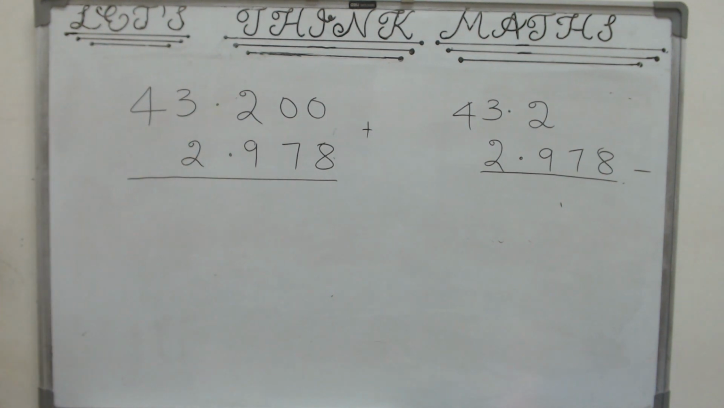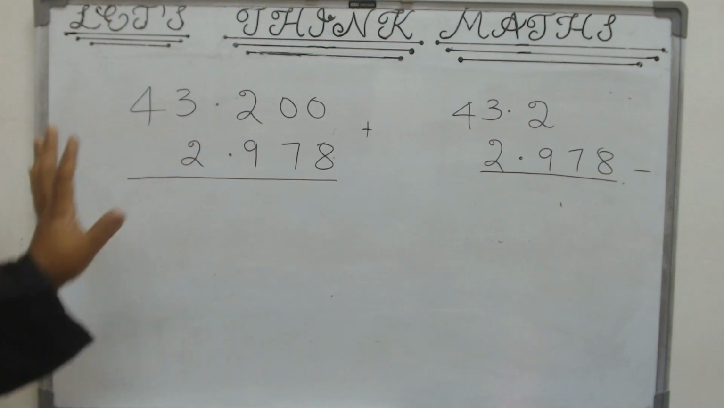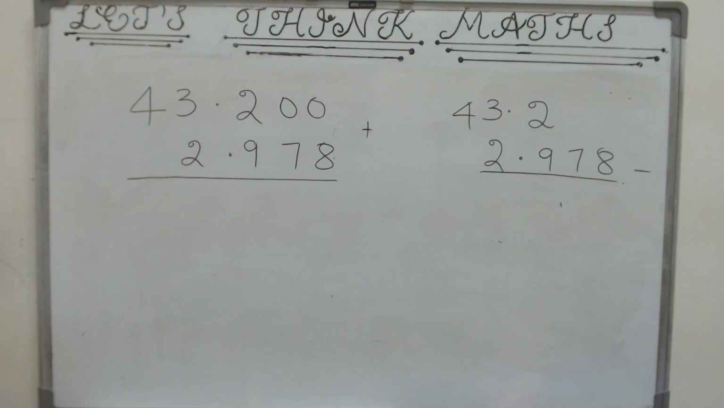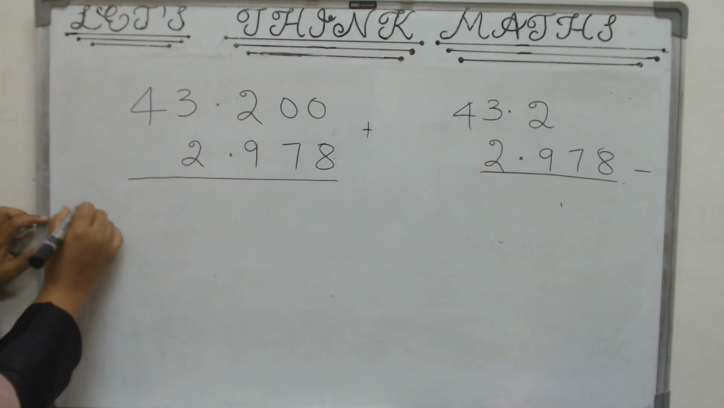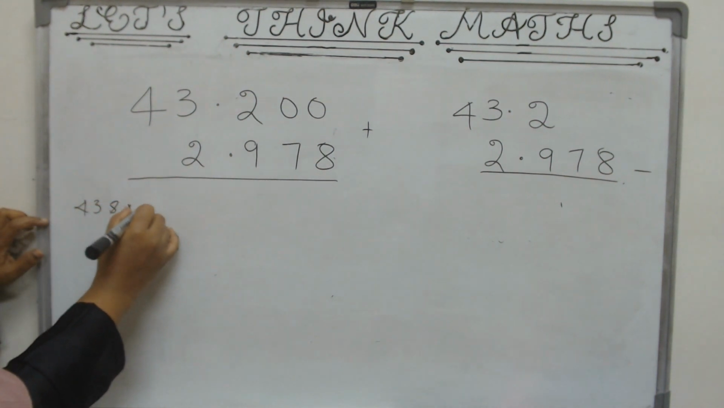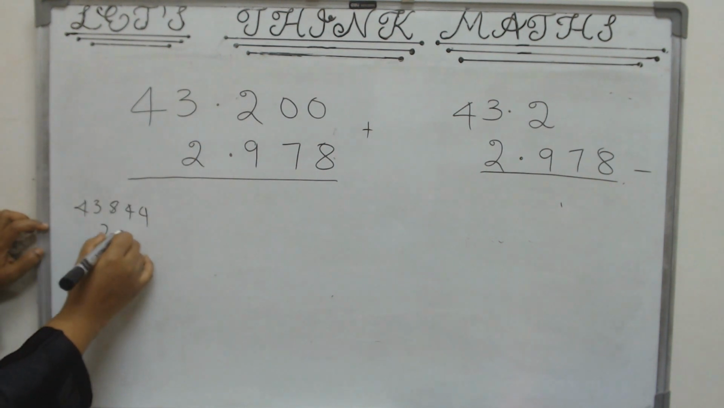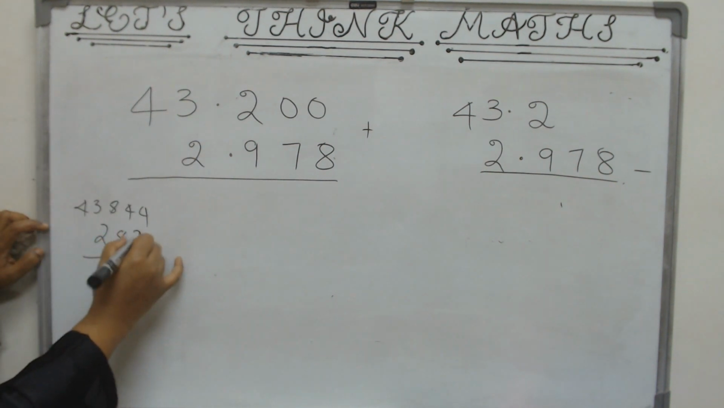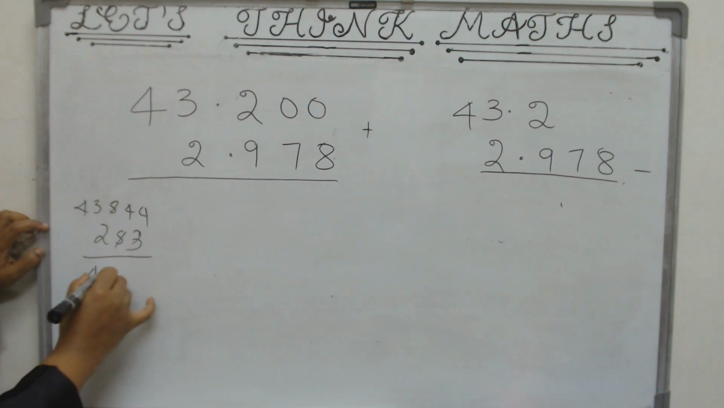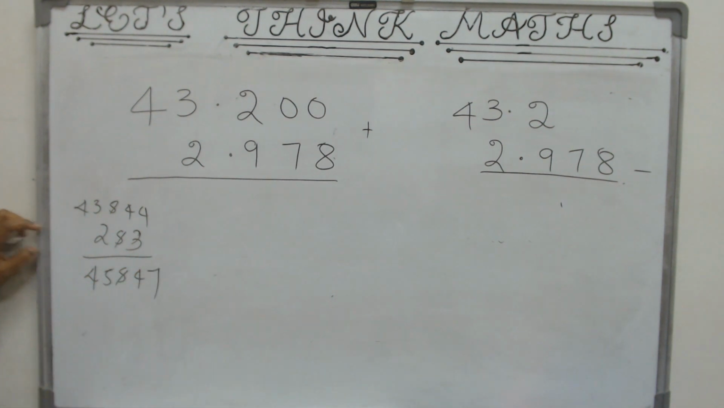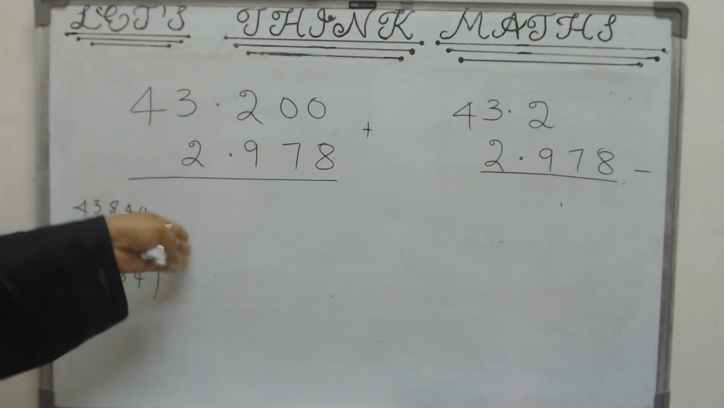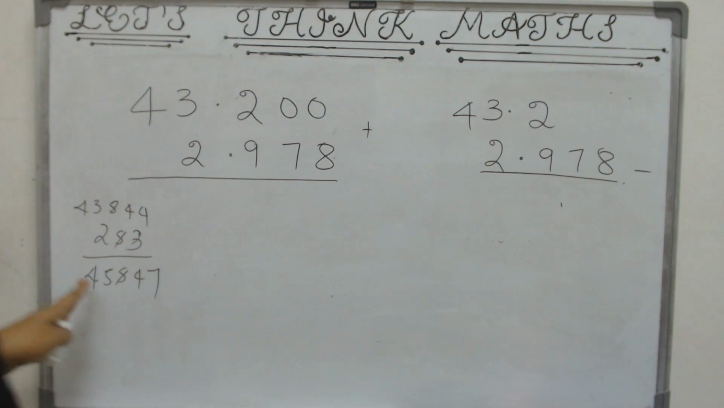And even before you start adding, can you guess what the whole number part will be? You don't even have to add for that. Why is that? Look at the first number. It lies between 43 and 44. Look at the second number. It lies between 2 and 3. And so the answer should lie between 45 and 47. So even before you add, you can guess that the whole number part here is going to be 45, 46, 47. One of these numbers.